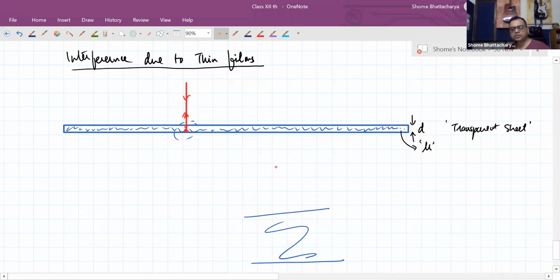So out of the incident beam, a certain amount of light is reflected back here, but a certain amount transmits in and then is reflected at the second surface. Not all of it is reflected, so there will be some absorption also. Okay. So in a typical situation, a certain percentage of light is reflected, a certain percentage of intensity of light is transmitted, and only a certain percentage is reflected back.